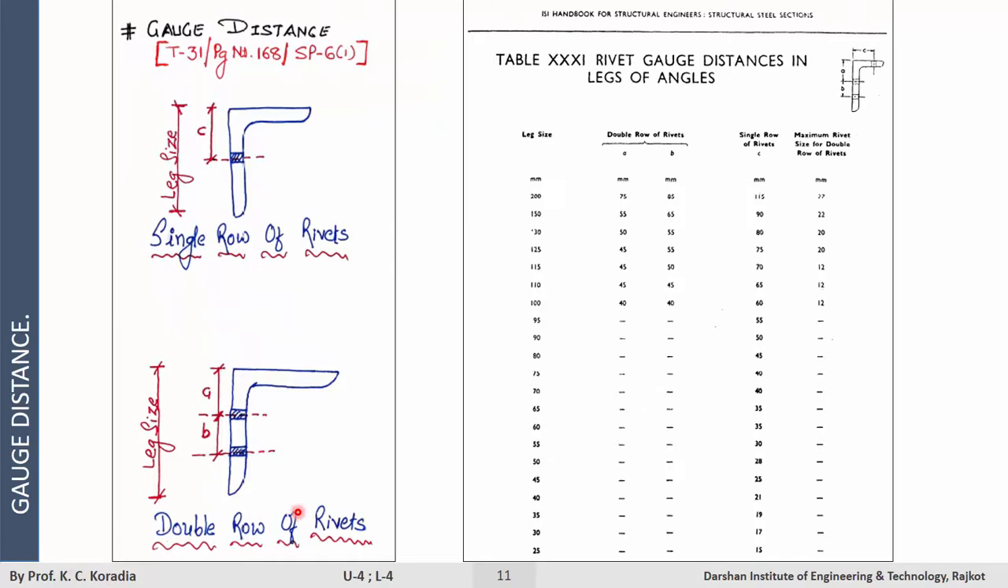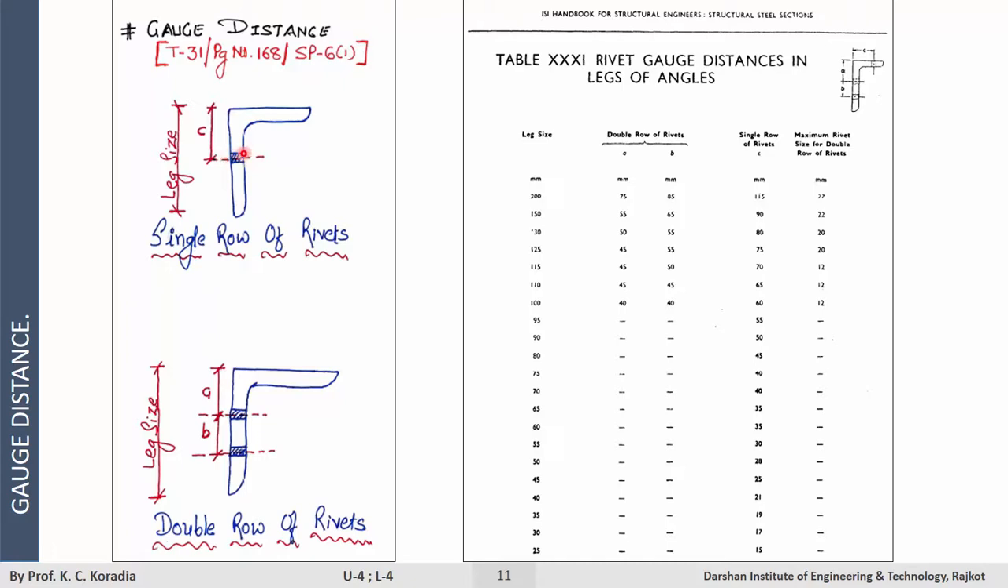Next is the gauge distance. The spacing between the adjacent parallel lines of the fasteners transverse to the load or stress is called the gauge distance. Again, I would like to repeat the statement. The spacing between the adjacent parallel lines of fasteners transverse to the direction of load or stress is called the gauge distance. Gauge distance is measured perpendicular to the pitch distance.